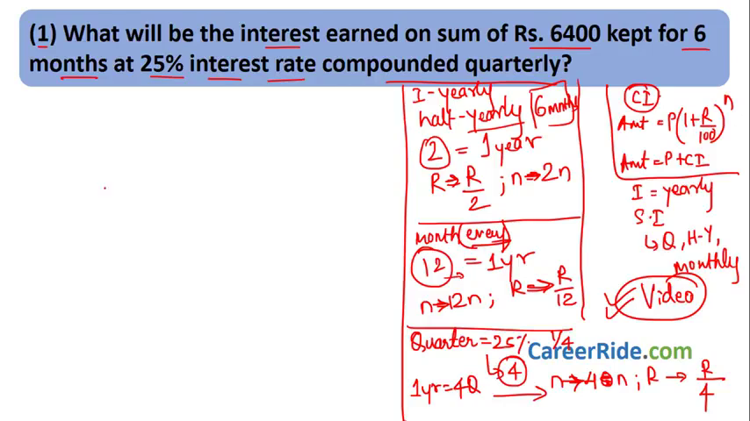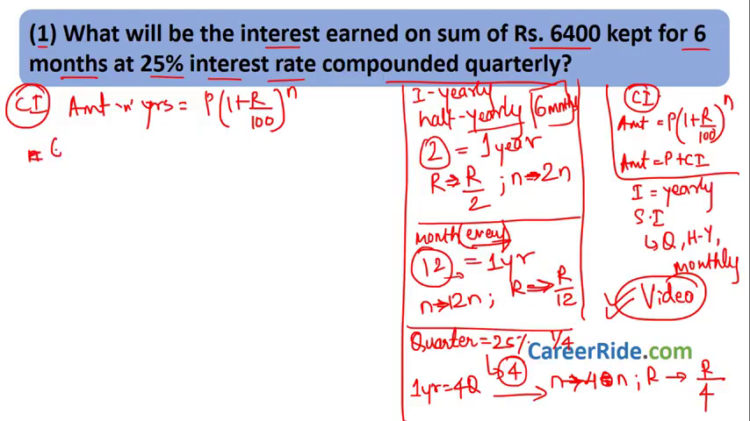Using this, let's solve our problem. What is the formula for compound interest? What we have seen: amount after n years, remember, not months, years, is P(1 + r/100) raised to n years. Here the time period is given as 6 months. 6 months is 0.5 years, so this is nothing but n.